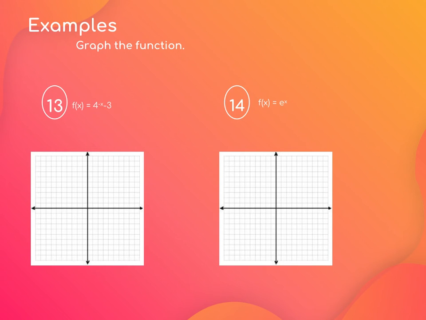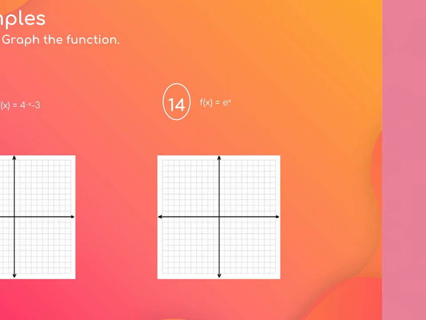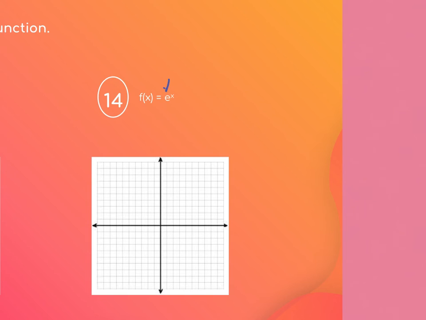So 14 has a little e, okay? That is not a variable. E is called the natural base. So e is like pi. Wait for it. It is an irrational number. It does not end and it doesn't repeat. We approximate it as 2.7.